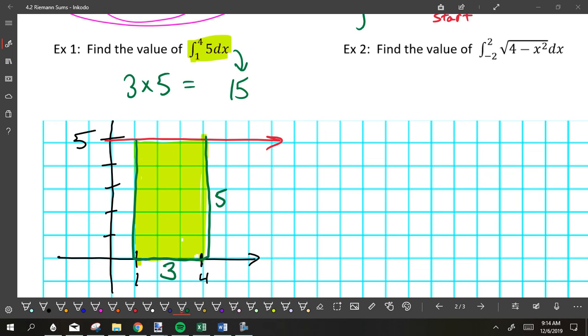If you draw your picture right, you can count the boxes. 1, 2, 3, 4, 5, 6, 7, 8, 9, 10, 11, 12, 13, 14. Yay, it's 15. Make sense? It's easy. Let's go to the next one.